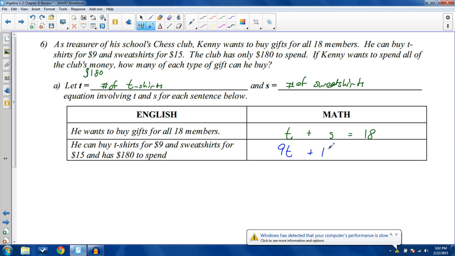Same with $15 per sweatshirt. Those are pretty cheap sweatshirts. They might be cheaply made as well. 15 times the number of sweatshirts. Total, that costs $180. And there you go. There's another setup.